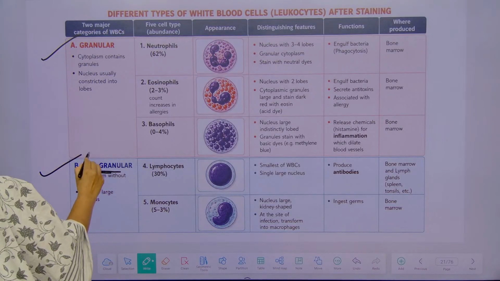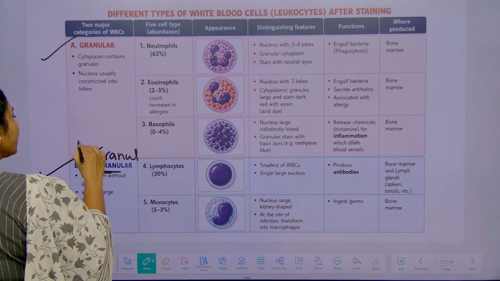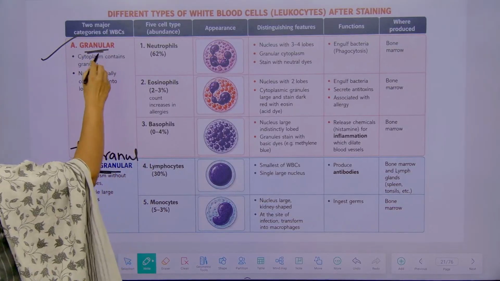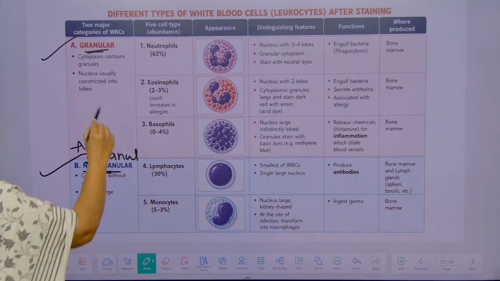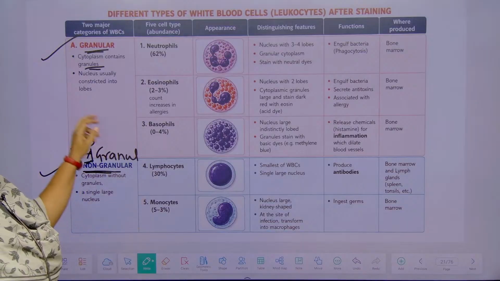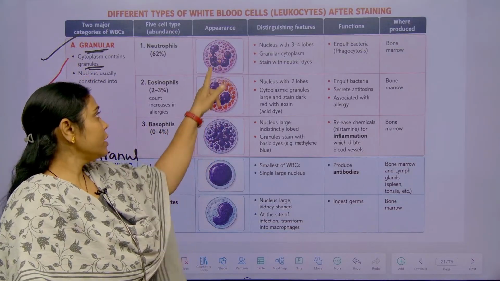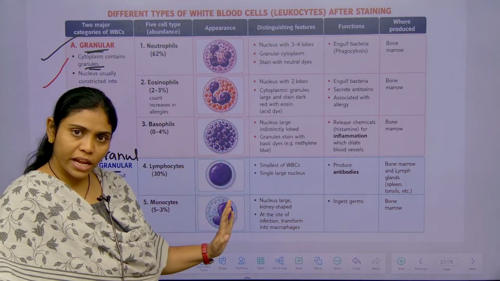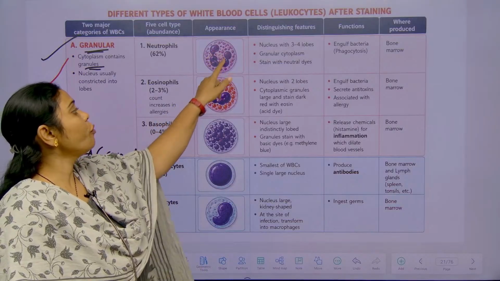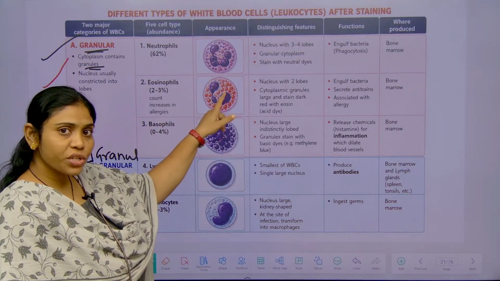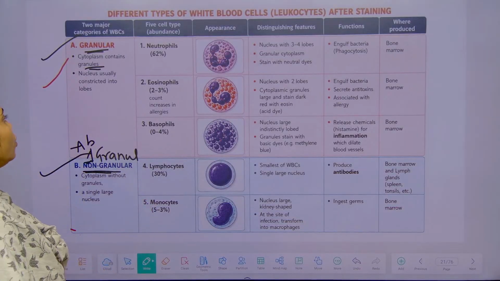Agranular, or non-granular, means absent. Granular means inside the cells we can identify granule-like structures. And in the granulocytes, these WBCs have a nucleus, and the nucleus is lobed in structure. The nucleus is in the lobed form.